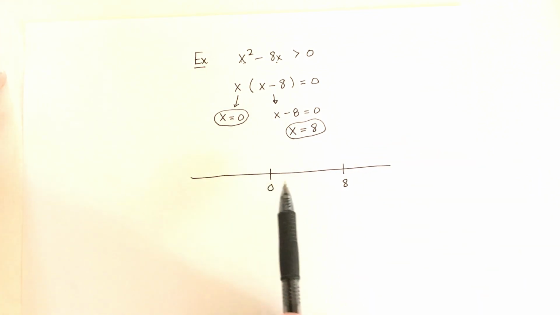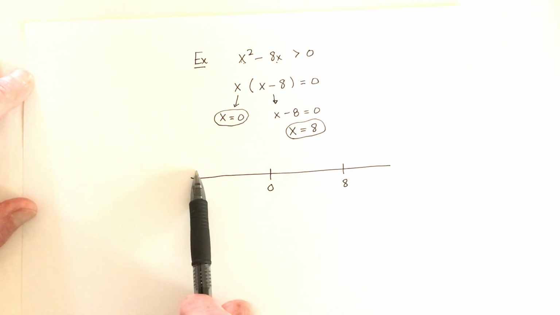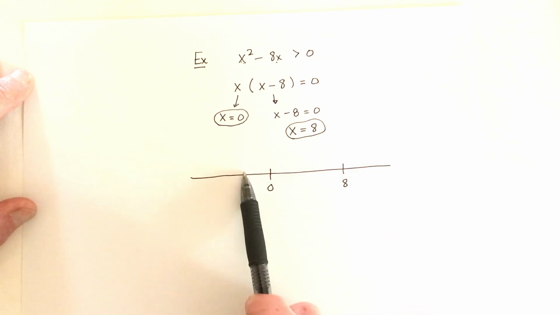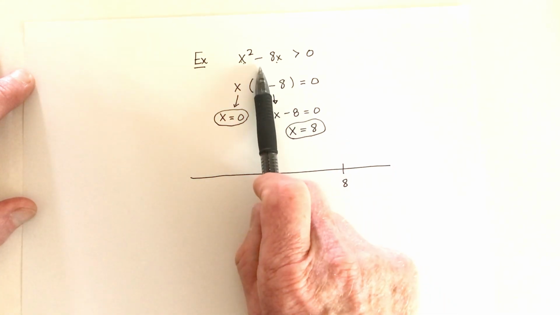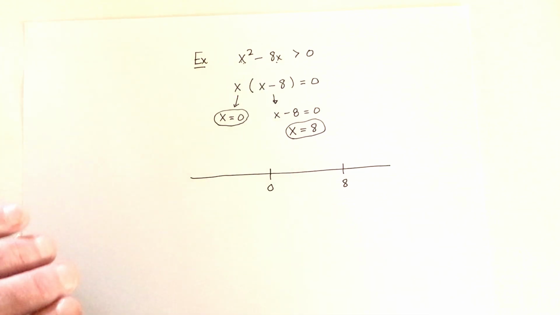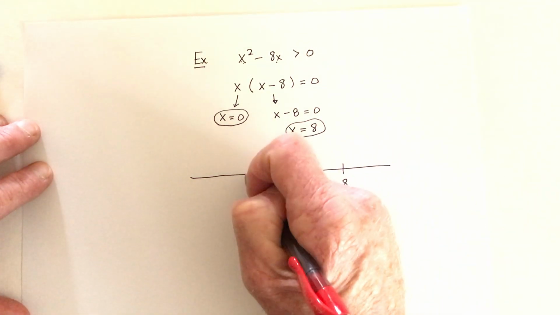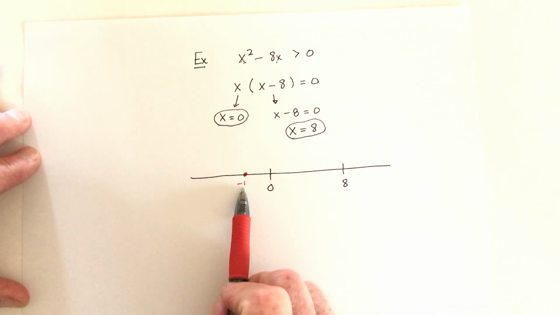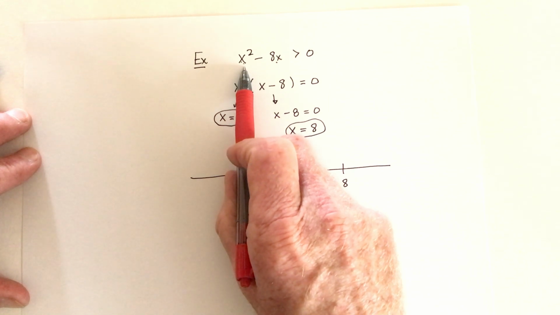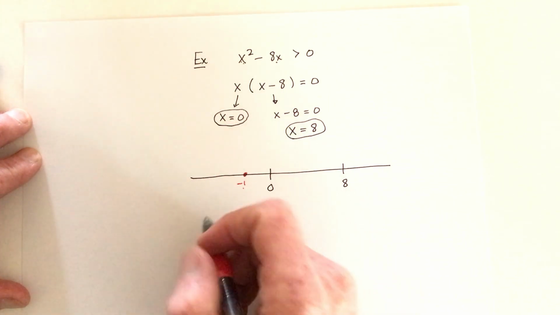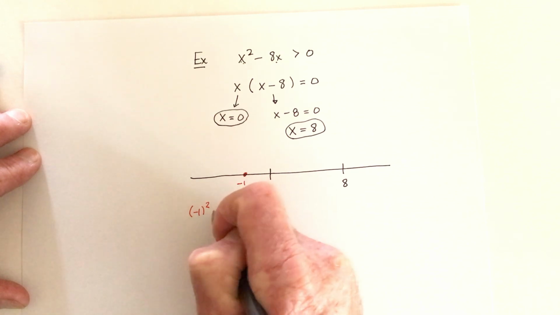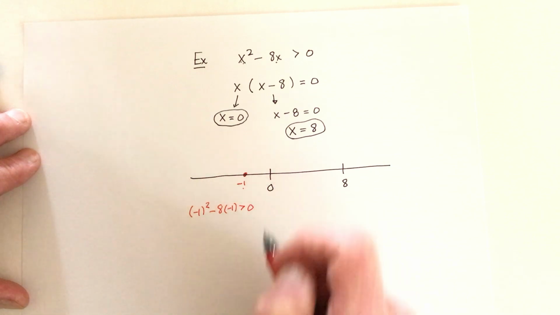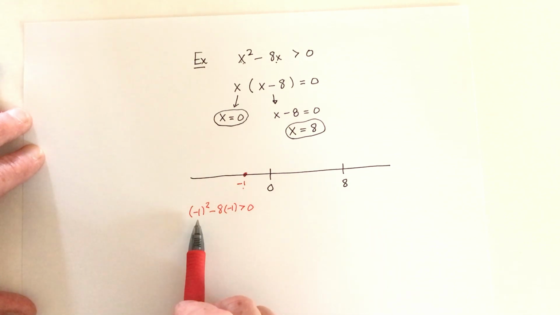And because we have 2 solutions, that means that we actually have 3 intervals. 1, 2, and 3. And I have to see which of these intervals makes the original problem true. So what you do is you pick a number that's in the interval, like over here, -1. You take the -1 and plug it into the original problem. So that would be -1 squared minus 8 times -1. Is that bigger than 0? True or false? Well, let's see.